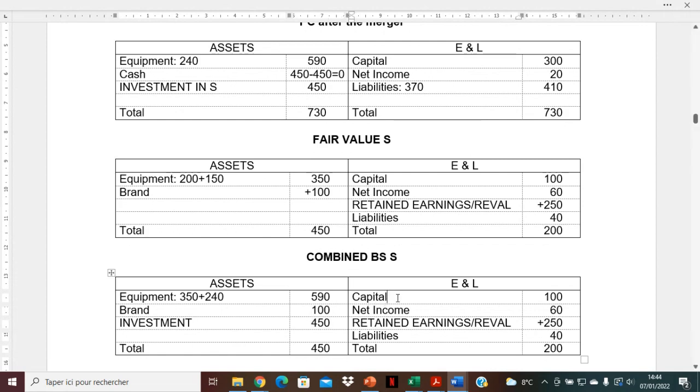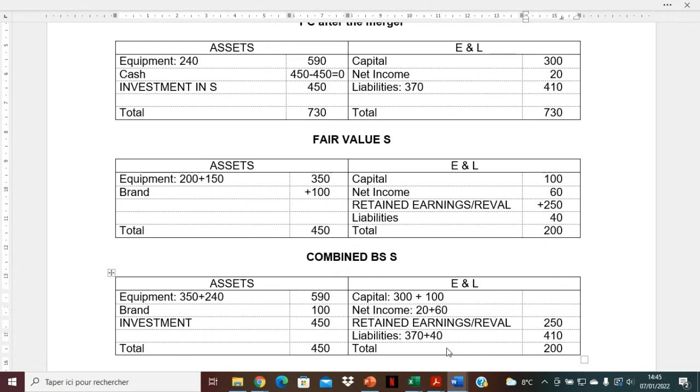Okay, that's it on the asset side. On the equity side, I have capital of the parent plus 100 for the subsidiary. I have net income of 20 for the parent plus 60 for the subsidiary. I have this retained earnings, revaluation for the subsidiary, and liabilities. I have 370 for the parent plus 40 for the subsidiary, which is 410 in total.